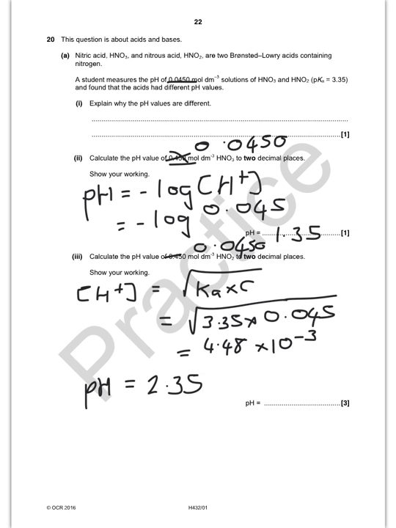Okay, so if you do that, you'll end up with a pH value of 1.35 using this equation. Obviously, for HNO2, it's a weak acid, so you first of all need to find out your concentration of H+. Using this equation, the square root of Ka times your concentration, which I've done here, and then pop that into your pH equals minus log to the base 10 of H+, and you get a pH of 2.35.